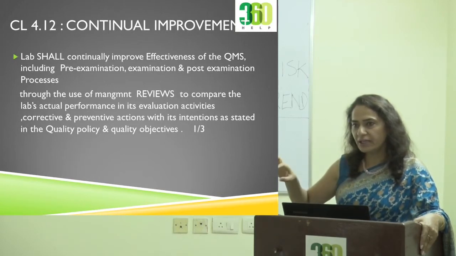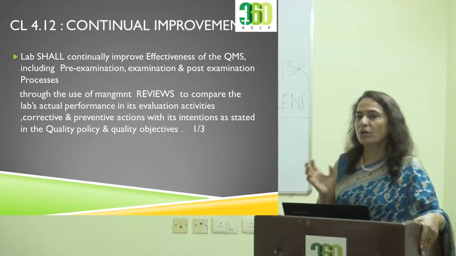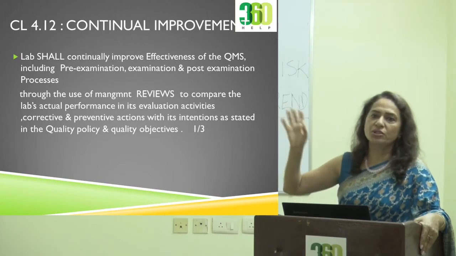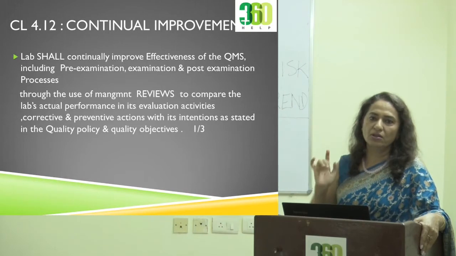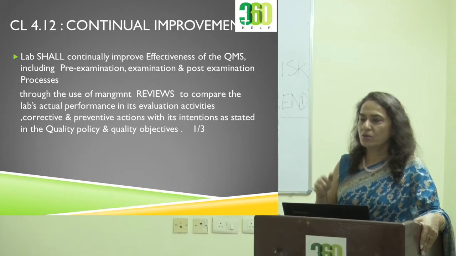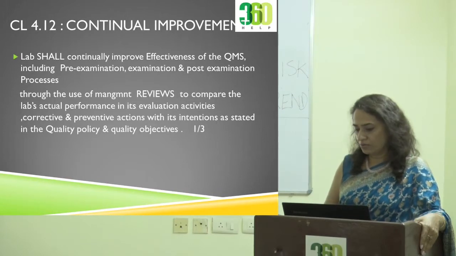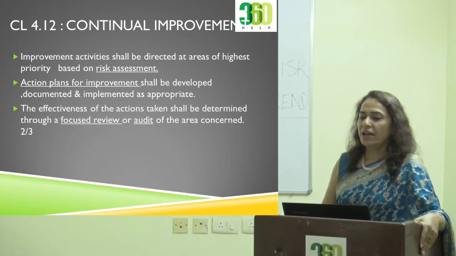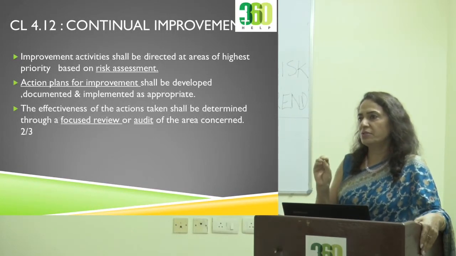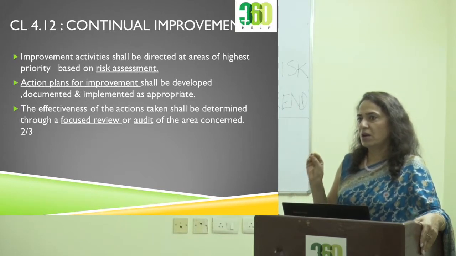Whether through quality indicators, management meetings, or audits, you have to see how close we are reaching to the quality policy. As I told you earlier, the goal is to reach the policy. So how many objectives we have achieved, how many indicators we have achieved, how close we are to the policy. Where there are highest risks, you should focus your continuous improvement towards those areas which are high at risk.